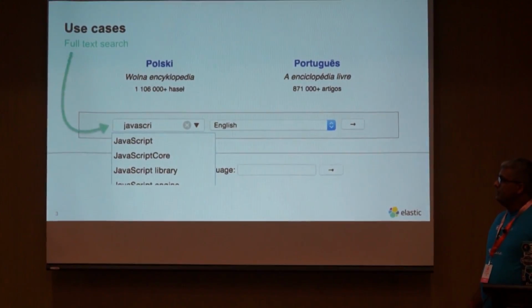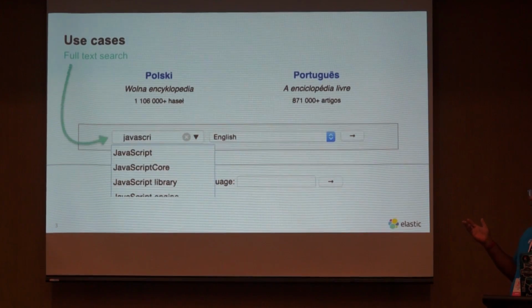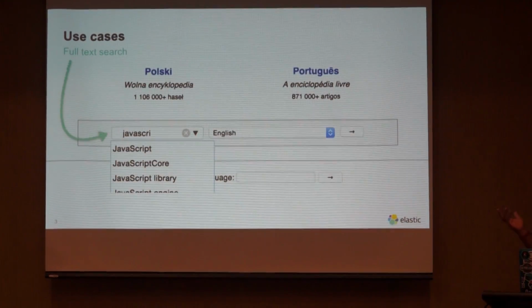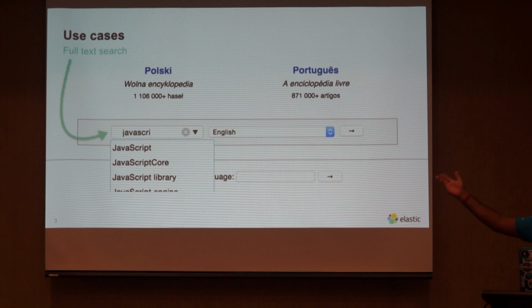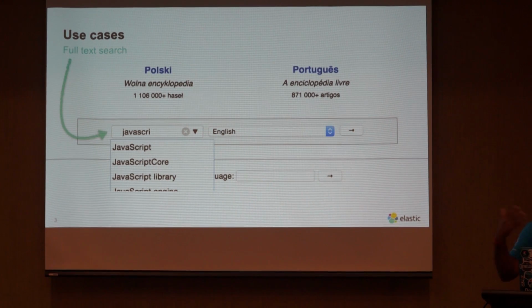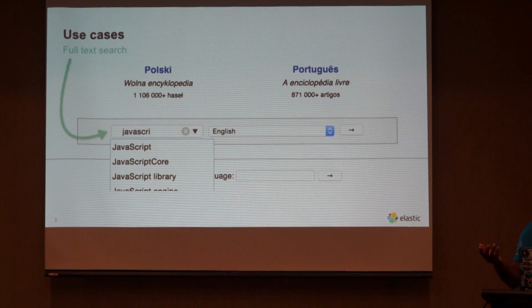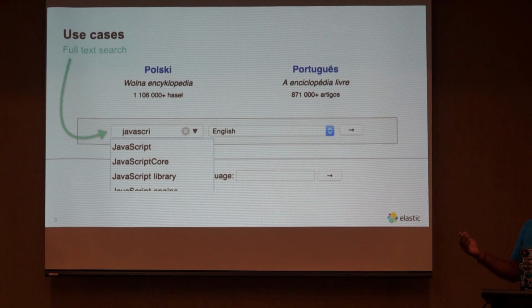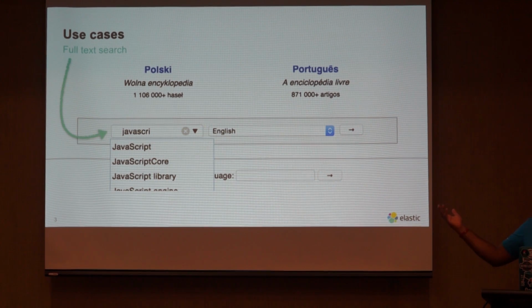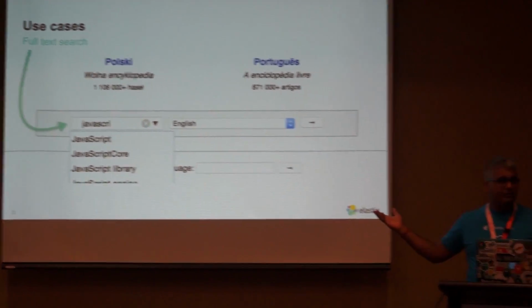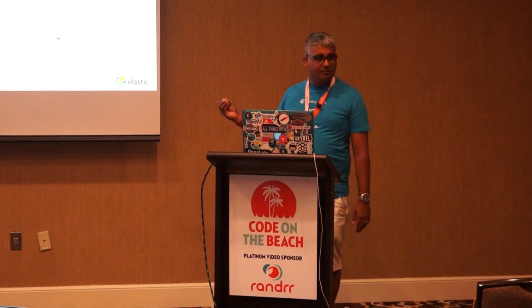So probably the most common use case for Elasticsearch is just full text search. This is a screenshot from Wikipedia where a user puts in some keywords and it searches Wikipedia for all the articles that contain those keywords and returns them. This is the most common use case for Elasticsearch. It's what Elasticsearch was built for when it was first started as a project about 6 years ago. And by the way, Wikipedia does actually use Elasticsearch under the hood.